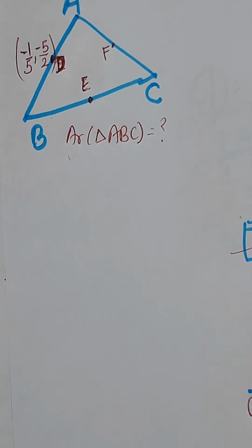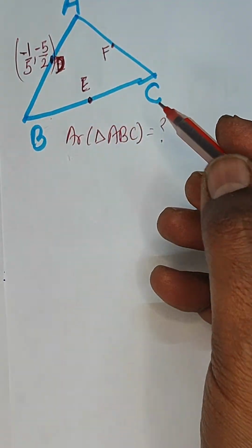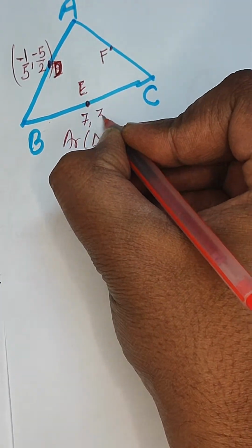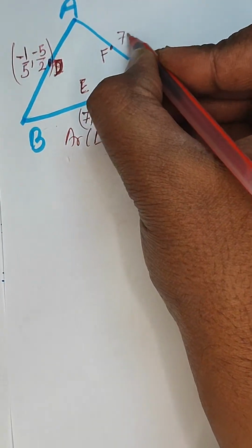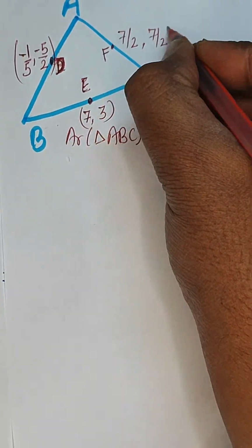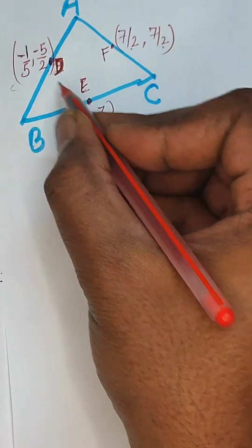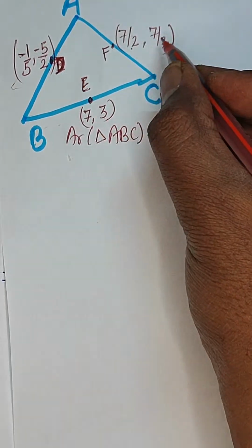Similarly, the coordinate of E, the midpoint, is given to you as 7 and 3. And the coordinate of the midpoint of the side AC is given to you as 7 by 2 and 7 by 2. The first one is the x coordinate, the second one is the y coordinate. Abscissa, ordinate; abscissa, ordinate; abscissa, ordinate.